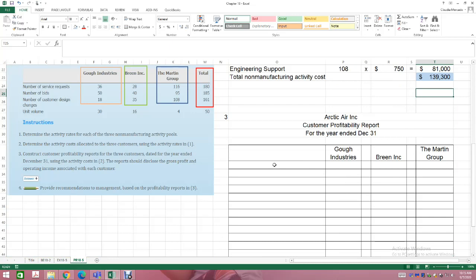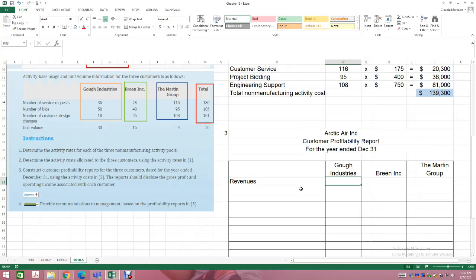So they're asking us to construct the profitability report for the 3 customers. The report should disclose the gross profit and the operating income associated with each customer. Whenever we're doing a customer profitability report, we always start off with our revenues. So were the revenues given to us? Let's see.